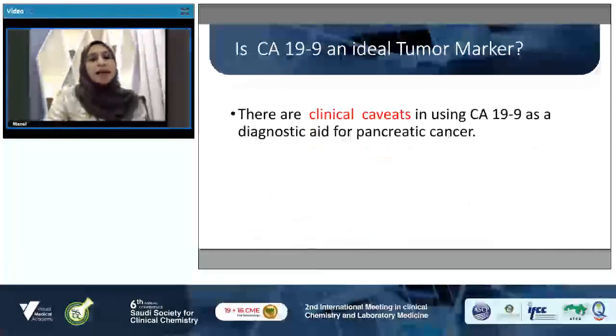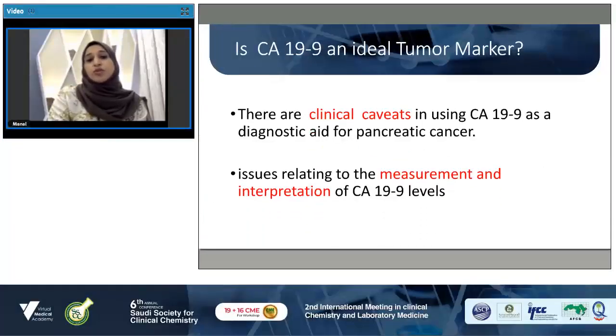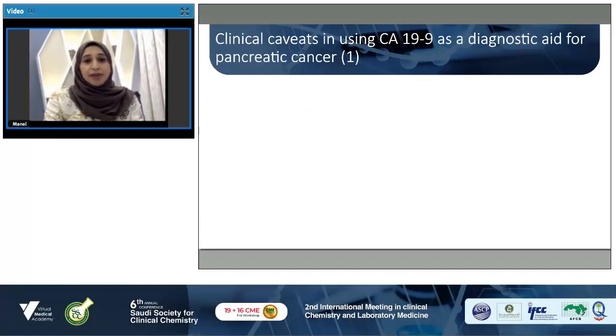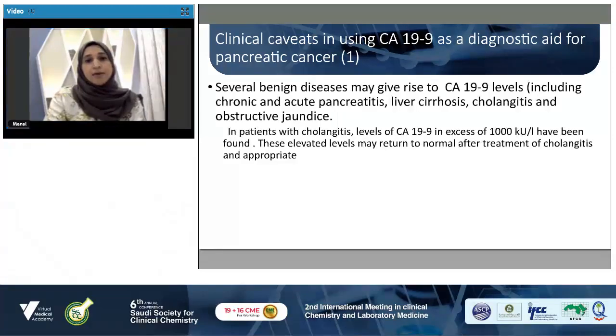There are clinical caveats in using CA19-9 as a diagnostic marker, and there are issues related to the measurement and interpretation of the CA19-9 level. Let's talk about the clinical caveats in using CA19-9 as a diagnostic aid in pancreatic cancer. Several benign diseases may increase your CA19-9 level, including chronic and acute pancreatitis, liver cirrhosis, and cholangitis. Remember case 1 and 2?